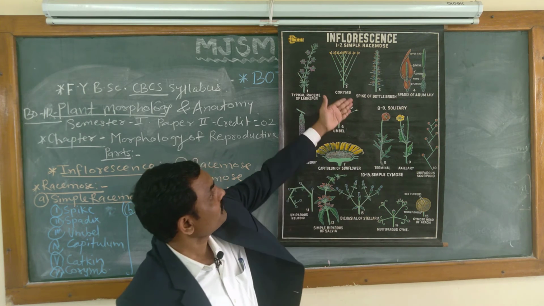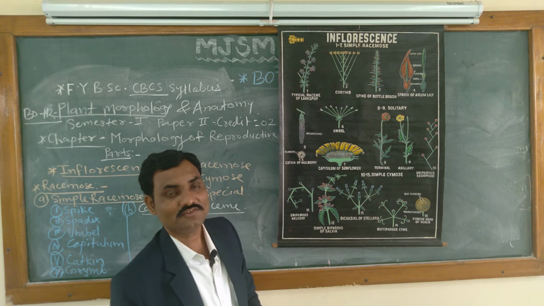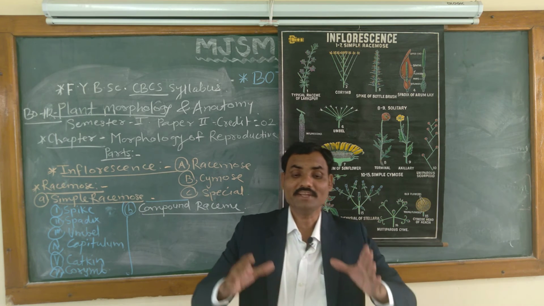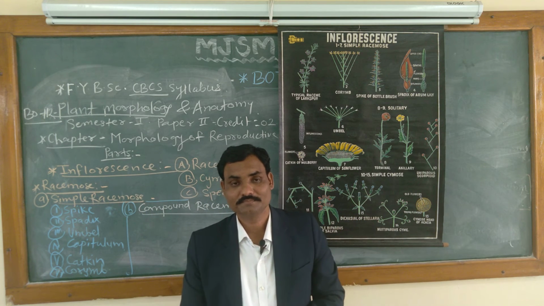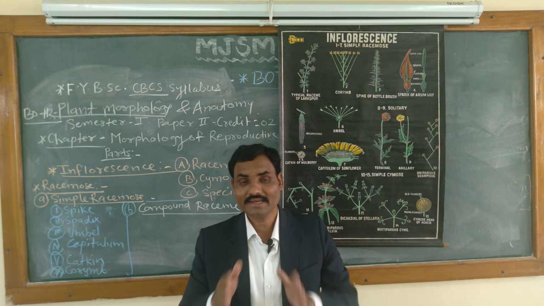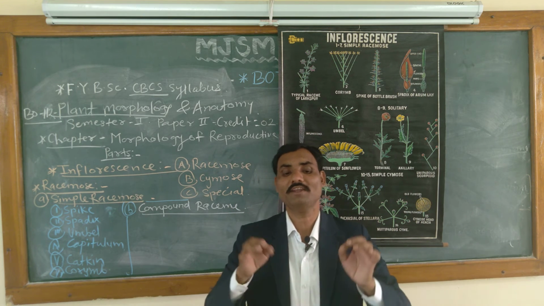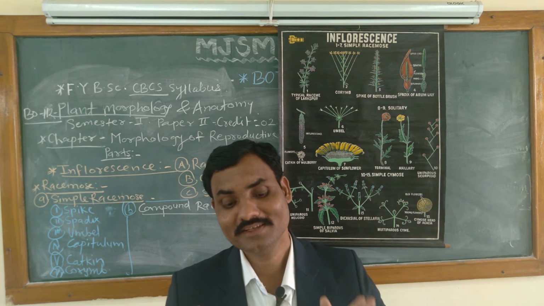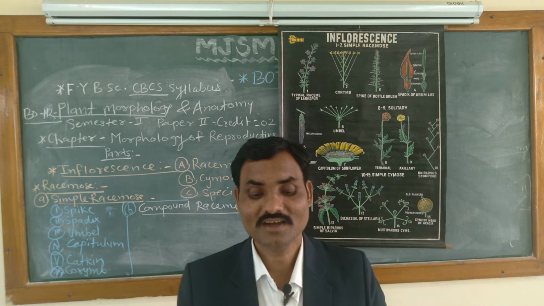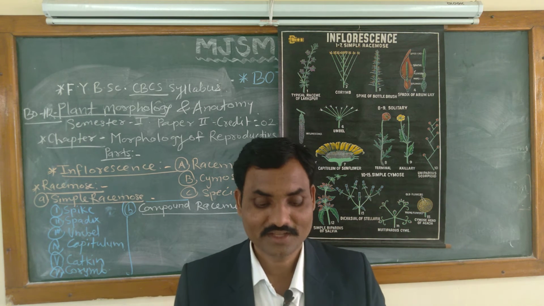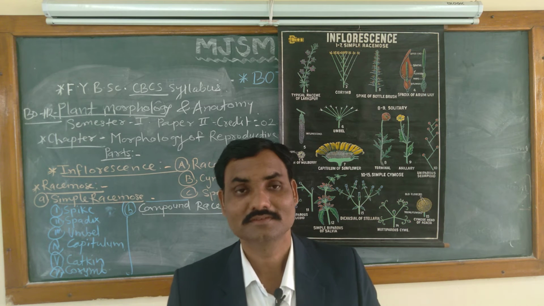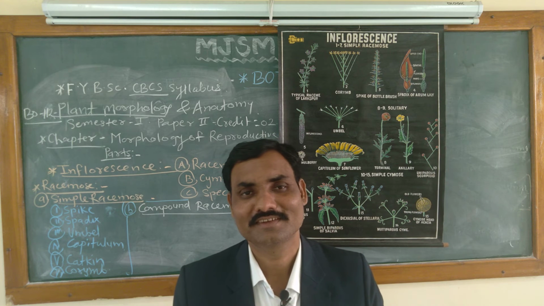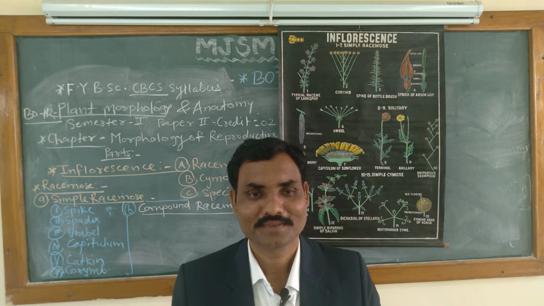Then third is the spadix inflorescence. What is spadix inflorescence? It is divided into two types, simple spadix and compound spadix. We know very well that when there is a simple spadix, there is an unbranched system, and when there is a compound one, there is branching. This is very common, and we have to understand it easily.